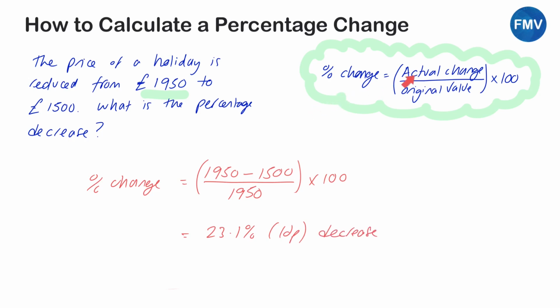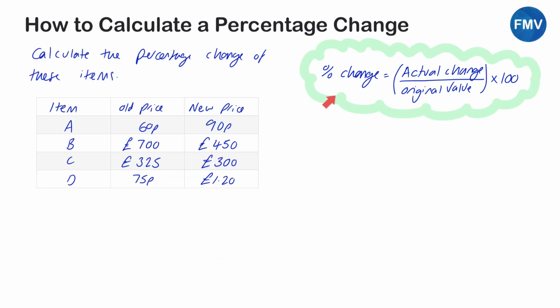Reinforcing the formula, the actual change is the difference between the two prices divided by the original value. That's the amount you start with. And then we multiply by 100 to get the answer we're looking for, remembering to put increase or decrease on the end. Okay, let's do another one. Again, there is the formula. So we're asked in this question to calculate the percentage change.